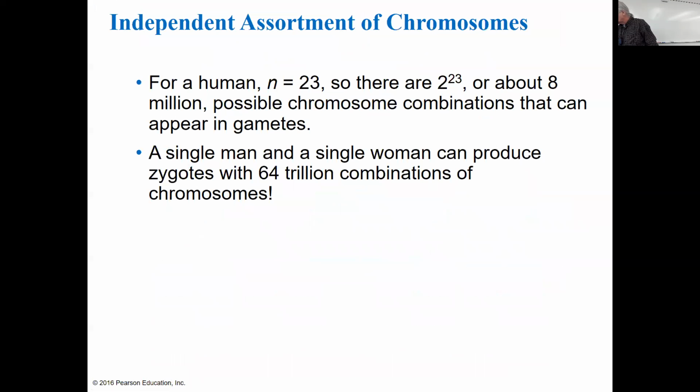Well, there it is for human. N is equal to 23. So there are 2 to the 23rd power, about 8 million possible chromosome combinations that can appear in gametes. So a single man and a single woman can produce zygotes with 64 trillion combinations of chromosomes. That's a big number. All right.